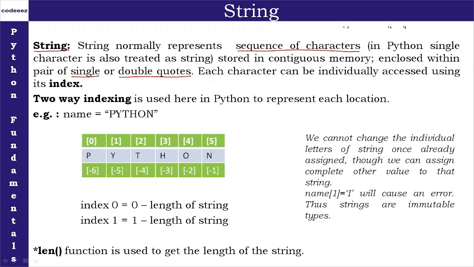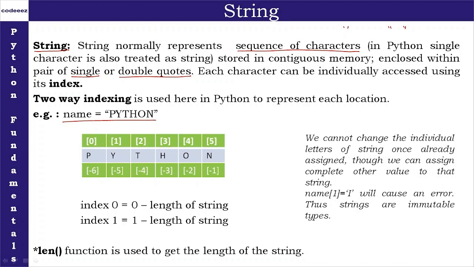Now the string that we use occupies a continuous space in memory, right? Occupies a continuous space in memory. Suppose if I write name equals to "Python". Now here Python is a string enclosed within double quotes, and it is having 1 2 3 4 5 6 characters. Okay, so what will happen in memory?